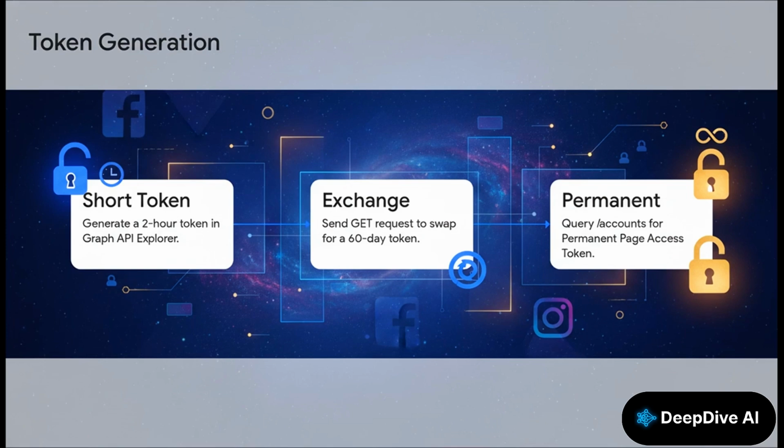Here's the deal. Meta does not just hand over permanent API keys by default. No way. You actually have to forge them yourself in a strictly sequential 3-step process. First up, you start in the Graph API Explorer to generate a 2-hour short-lived user token. Step 2 is the exchange. You send a GET request to swap that temporary 2-hour token for a 60-day long-lived token. Finally, Step 3, you take that 60-day token, query your user ID, and hit the /accounts node. This magical final step generates your permanent page access token. And the best part, it literally never expires unless you change your password or manually revoke permissions.